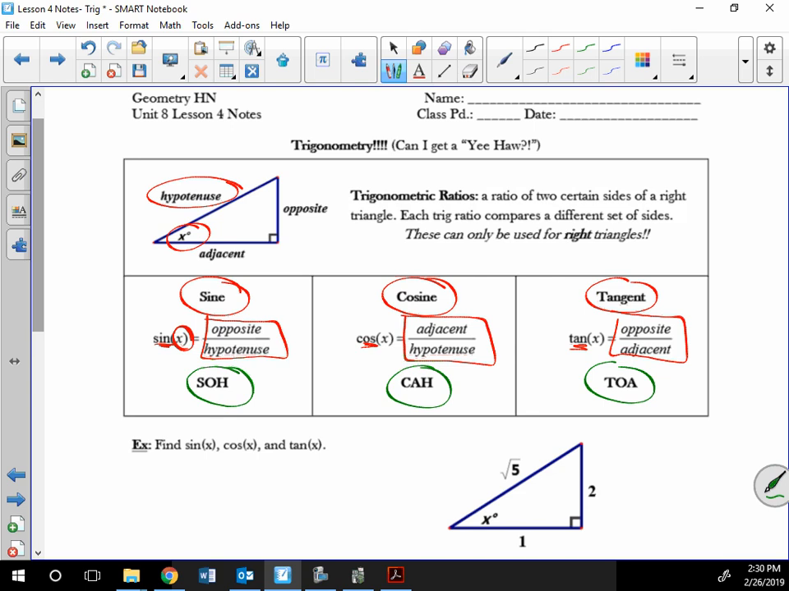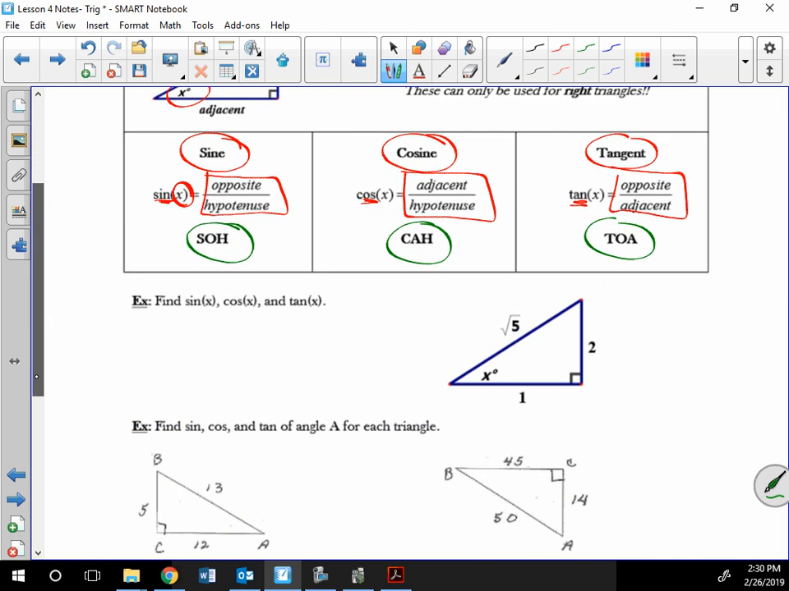So again, this is just a comparison of two particular sides. The sides that we're looking at depends upon which trig ratio we're doing. All right? So sine, cosine, and tangent are operations, all right? Just like adding, subtracting, multiplying, dividing, square rooting, squaring, those are operations. Sine, cosine, and tangent are operations. It just tells us which sides we are comparing.